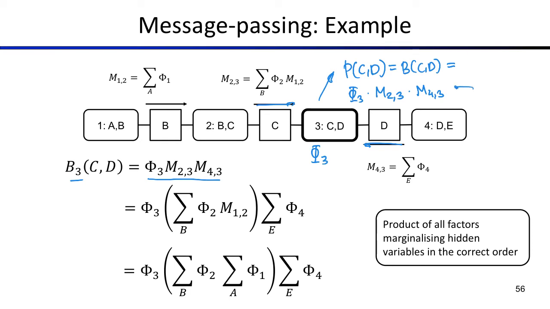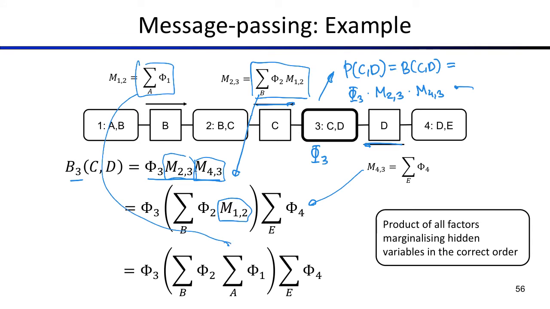But instead of mentioning the message 2,3, we can actually put this small equation here. So we're going to move it to here. And also we're going to replace this message 4,3 by its variable elimination of E here. And again, we are mentioning message 1,2. We can replace it by this summation here and place it here.